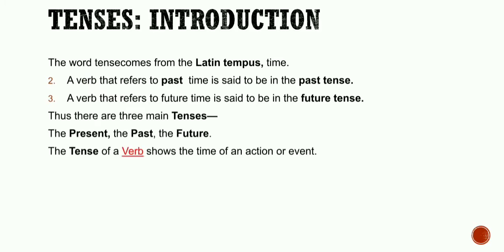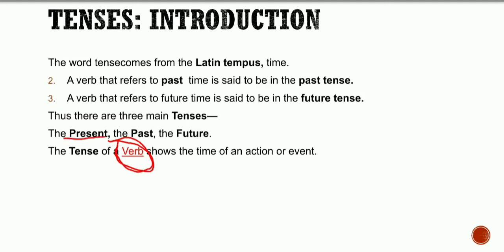The tense of a verb shows the time of an action or event. Okay, while learning about the tenses, we should keep in mind the verb. It is only the verb which shows whether the tense is present, past, or future. Only the verb will distinguish for us.